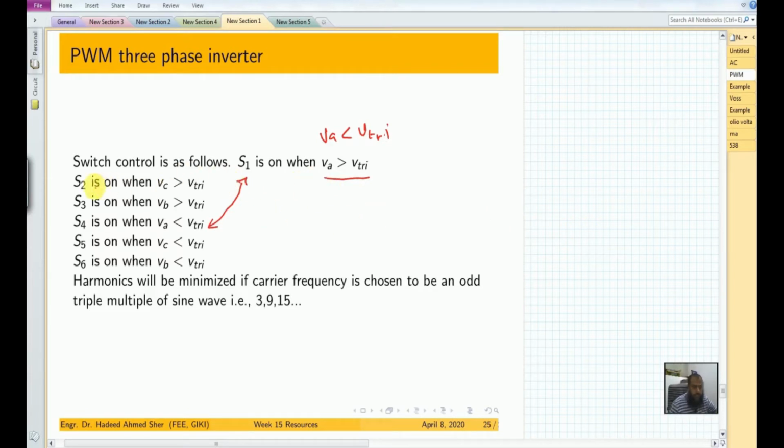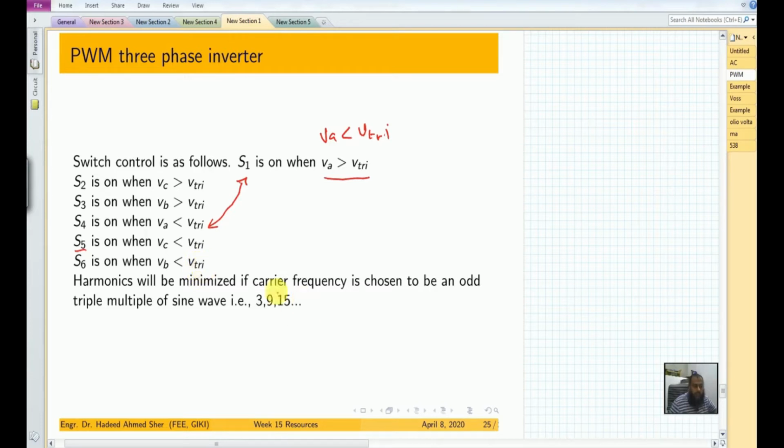The second thing is S2 is on when VC is greater than this V triangle, and if this VC is less than the V triangle, we turn on the switch S5, which is the high side switch of the third arm or the arm C. Similarly, we have S3 on when VB is greater than the V triangle, and S6 is on when VB is less than the V triangle.